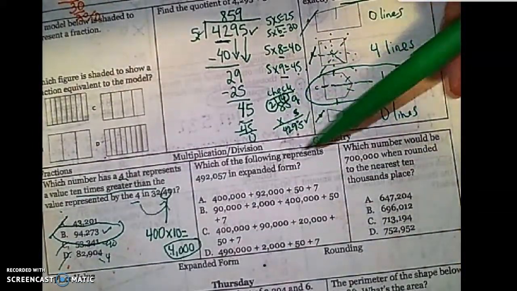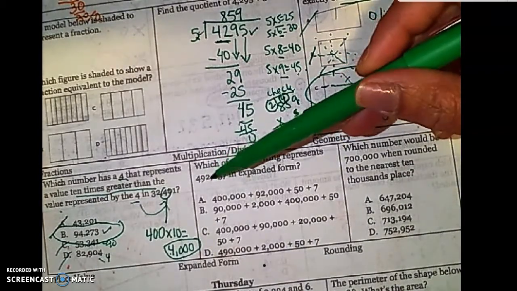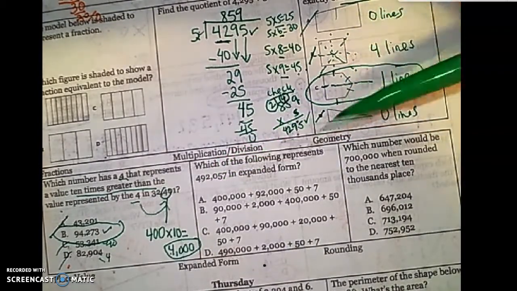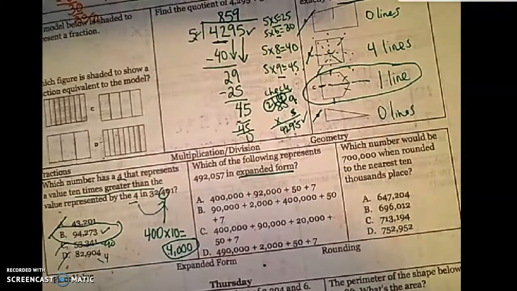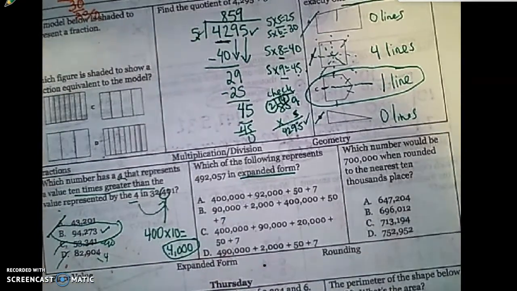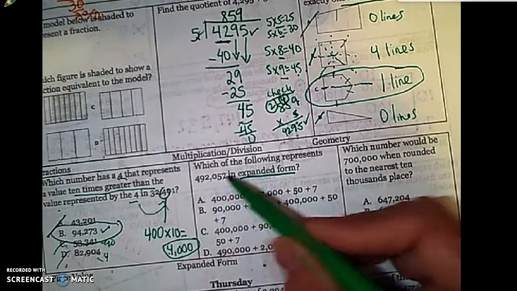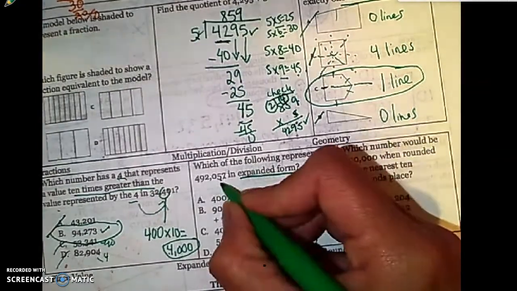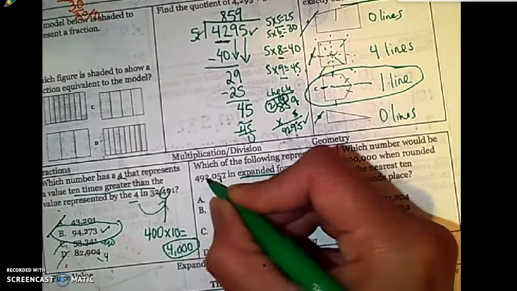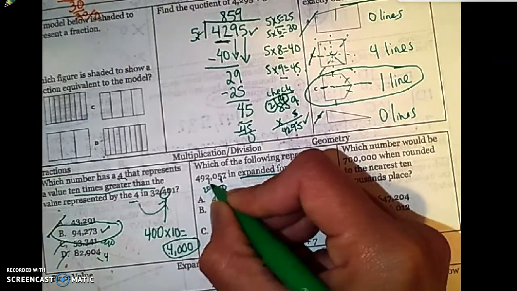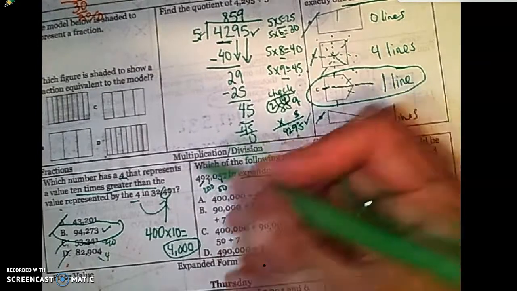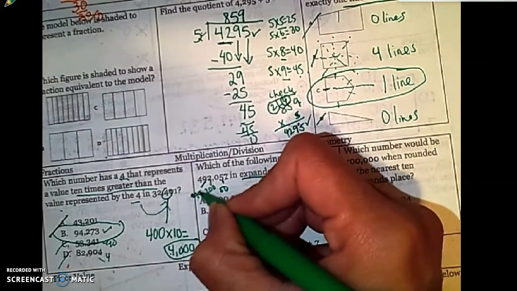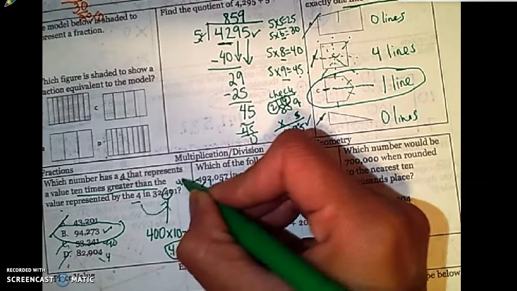Which of the following represents 492,057 in expanded form? So expanded form is where we give each of these digits their value. Okay, so let's start. We have a 7 in the ones, a 5 in the tens, so this is going to have a value of 50. This is going to have a value of 200. This is going to have a value of 90,000. It's going to have a value of 400,000.